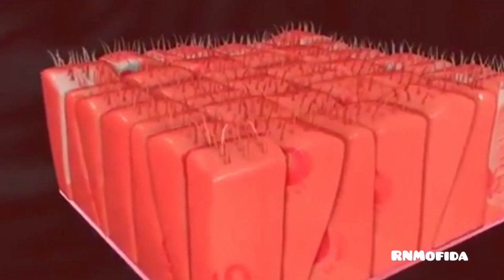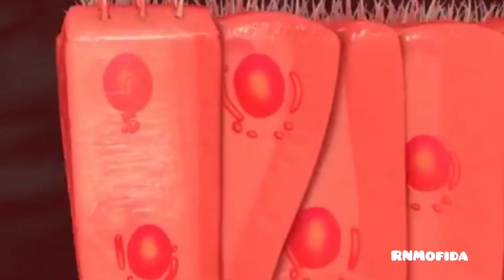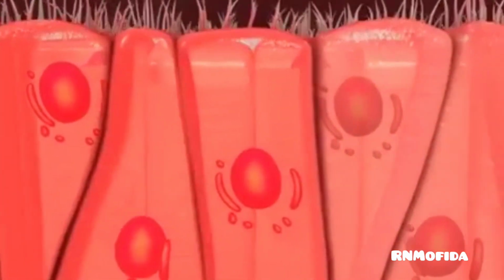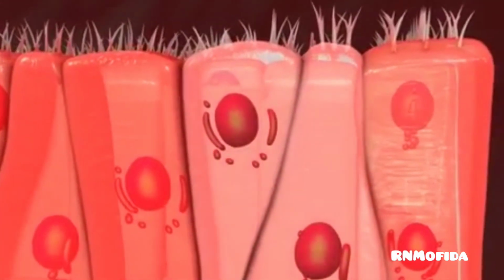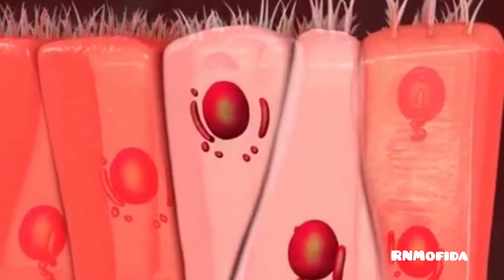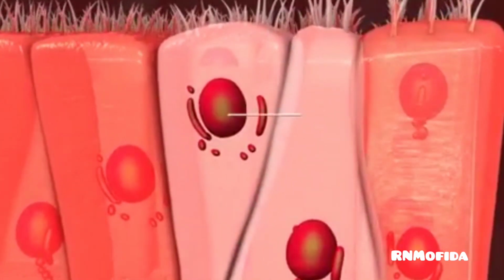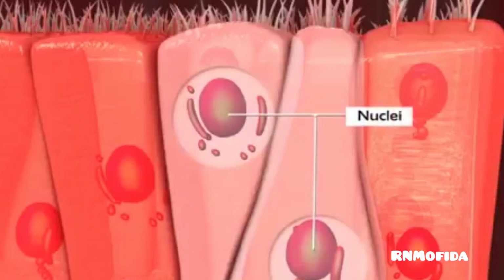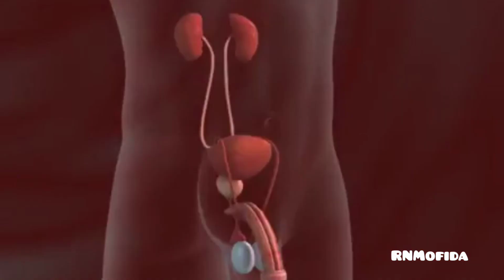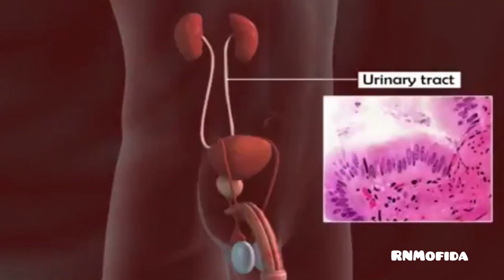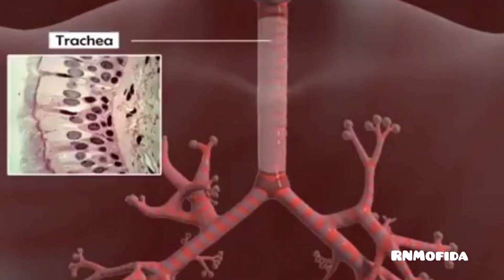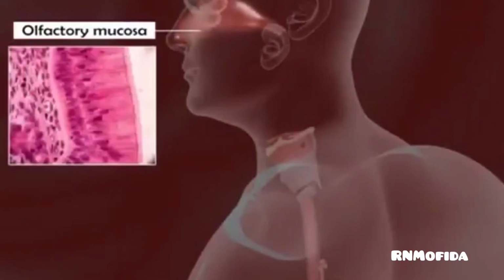Now to the pseudo-stratified epithelium tissue. It is a single layer of columnar epithelium cells, but still it looks like double layers because of the different lengths of the cells and the nucleus. They are located in the inner lining of the urinary tract and in the trachea and olfactory mucosa. So these cells secrete mucus and the cilia present in these cells help in expulsion of foreign substances in the outward direction.